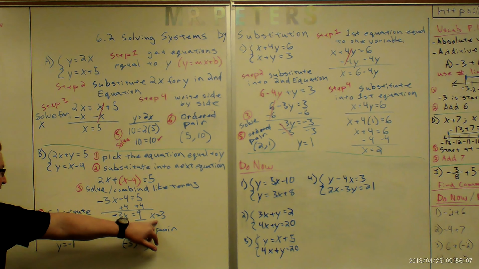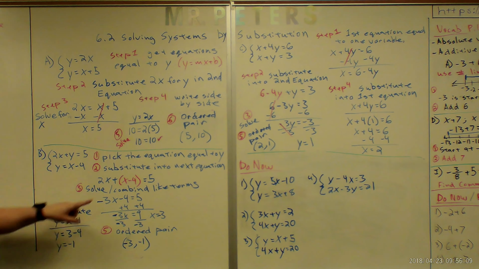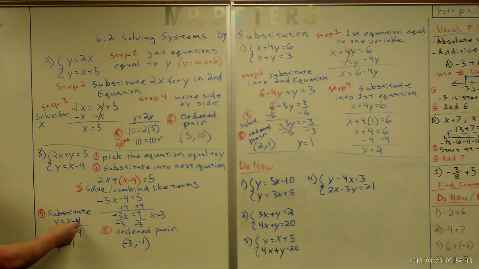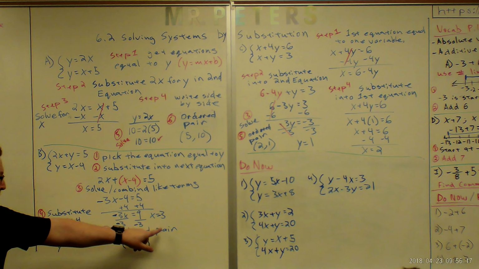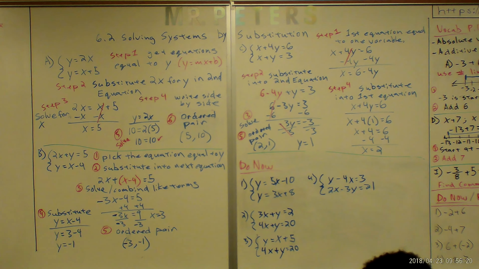Once we know what this x is, we're going to go back into the equation that we substituted and solve for y. Okay? So we have negative 3 minus 4, which is negative 7. We're done. We have our y, we have our x. Any questions? Yes? Why is it negative?